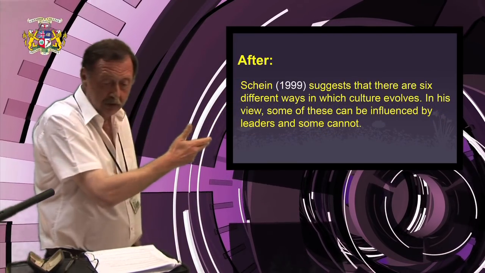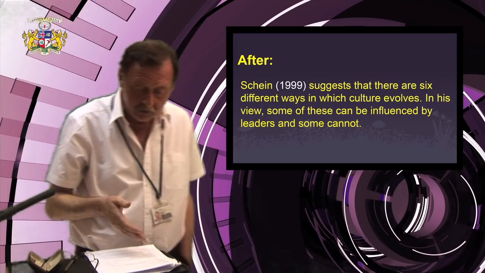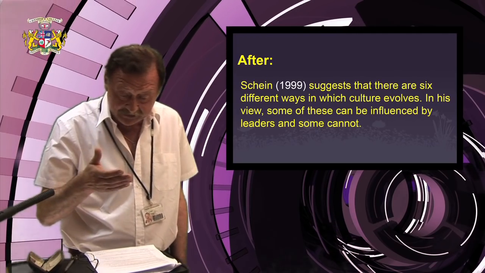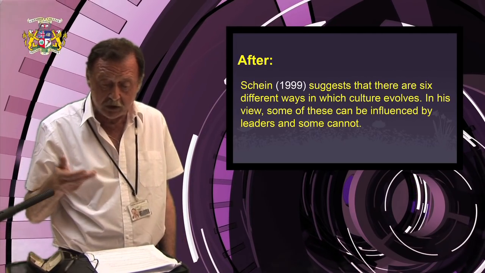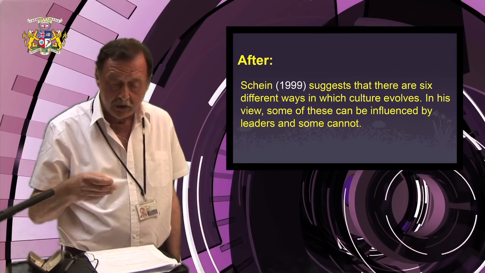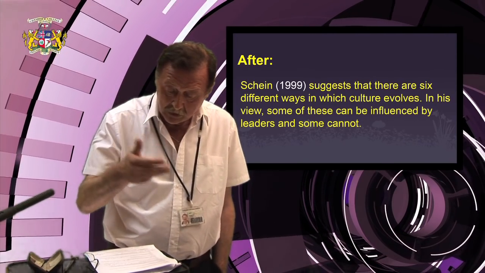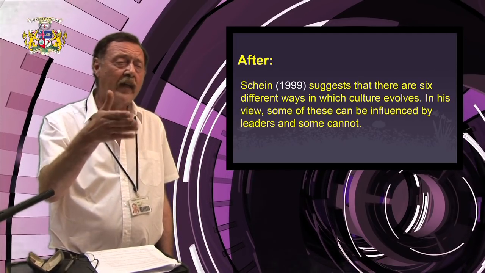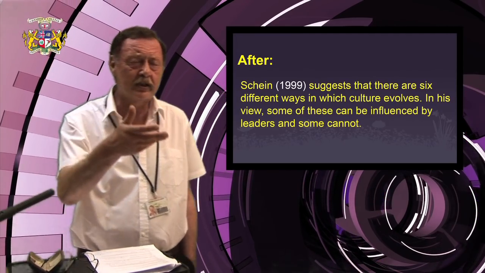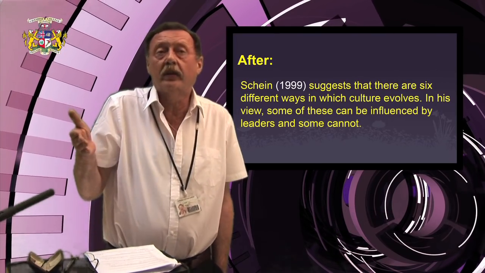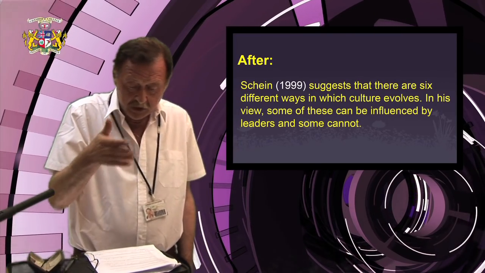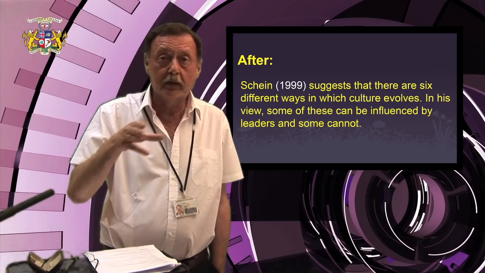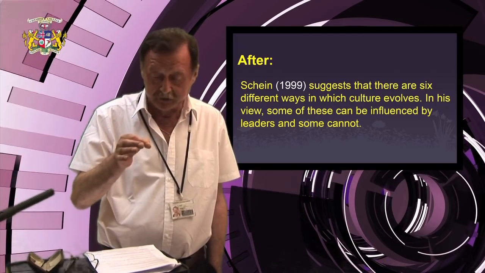Now look at the after. A few little changes. Now, Shine, 1999, suggests that there are six different ways in which culture evolves. In his view, some of these can be influenced by leaders and some cannot. Look at that magic transformation by simply the inclusion of a few words: Shine, suggests, and in his view. You see what I'm trying to get at. That is what referencing is about.